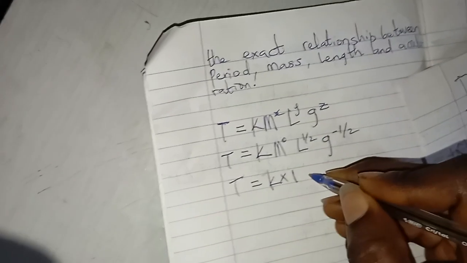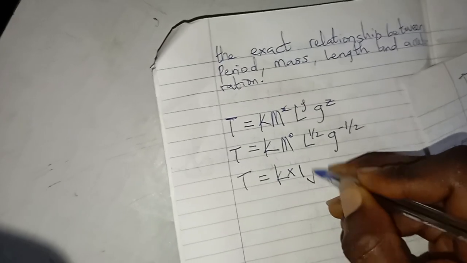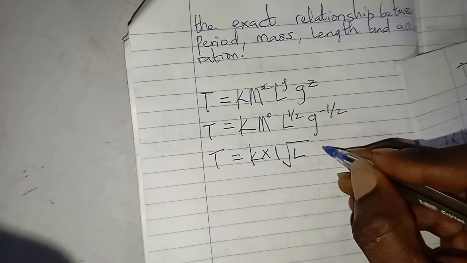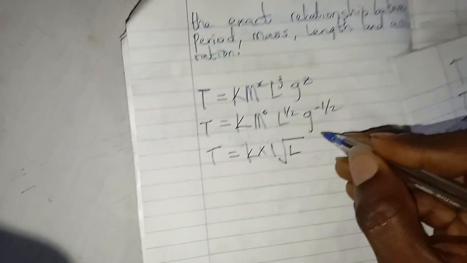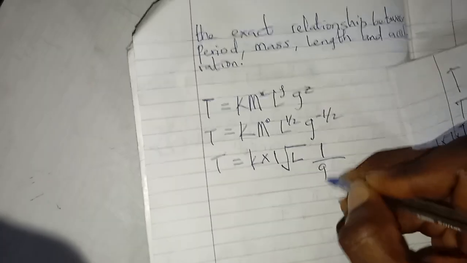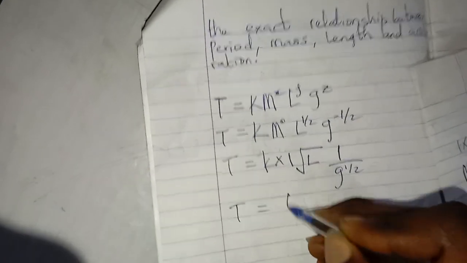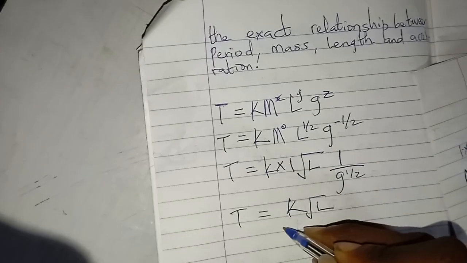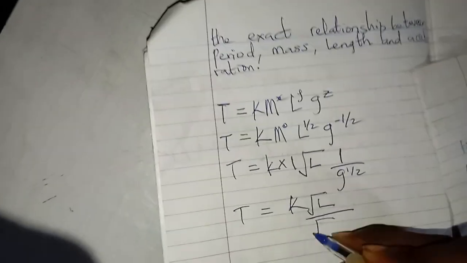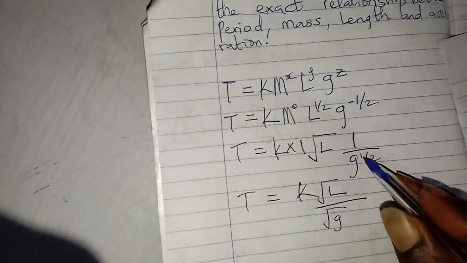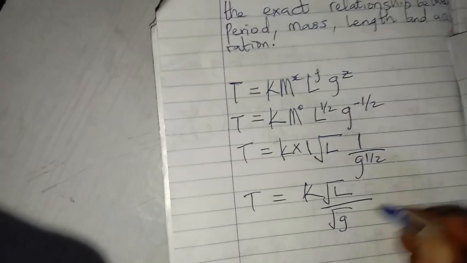Then l raised to power half is the same thing as saying root l. Then g raised to power minus half is the same thing as anything having minus 1 as its power, has numerator of 1 all over g, then raised to the positive power of that power. So t is equals to k root l all over root g. Applying fractional power law to this, this is the same thing as saying k root of l over g.